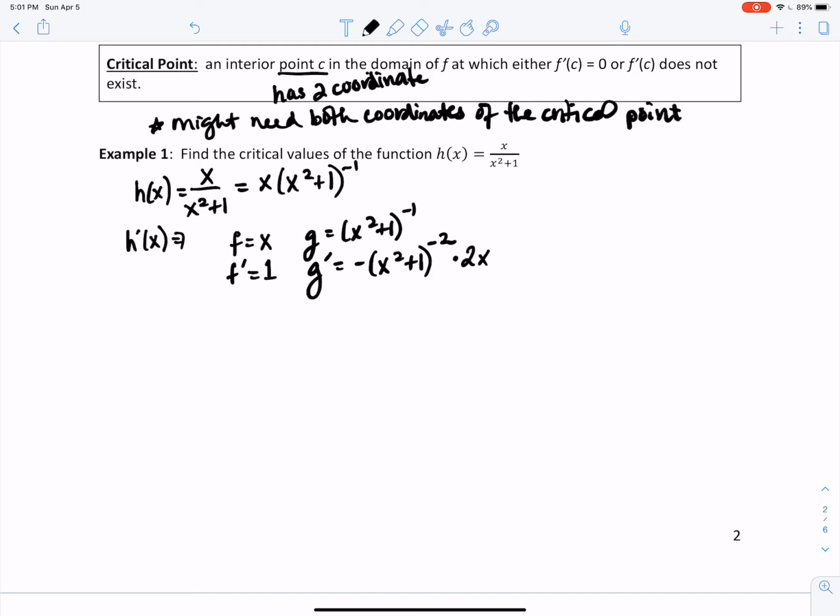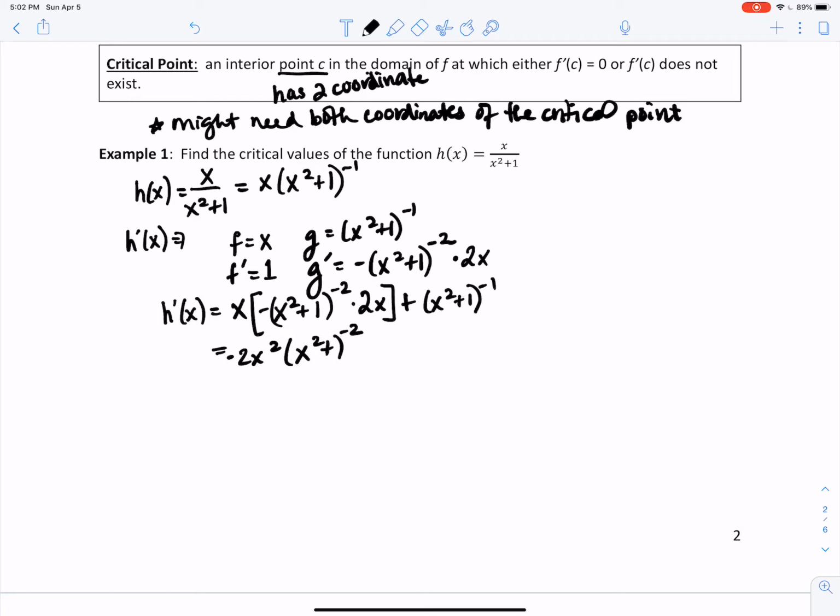Now I'm going to cross multiply, so h prime of x equals f times g prime, so that's x times negative x squared plus 1 to the minus 2 times 2x, plus f prime times g, which is 1 times x squared plus 1 raised to the minus 1. I can simplify that a little bit because I have an x times 2x, so that's going to be 2x squared, but I have a negative sign, so I need my negative there. Negative 2x squared times x squared plus 1 raised to the minus 2, plus x squared plus 1 to the minus 1.